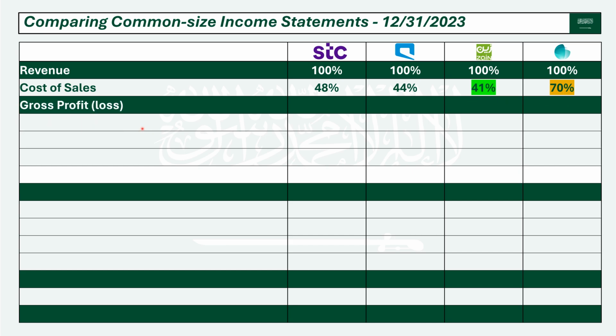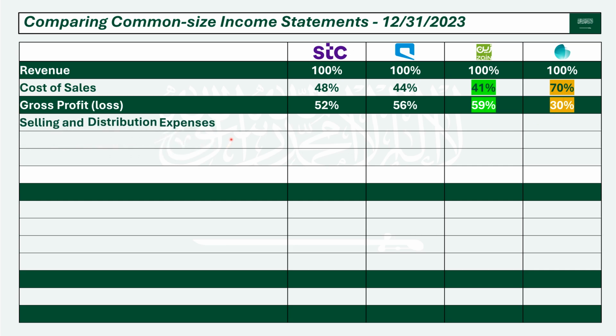Let's move forward to the gross profit. Gross profit is equal to revenue minus cost of sales. So for Zain it will be 100 minus 41, equal to 59%. So 59% of the revenue of Zain is gross profit. In the second position, we have Mobily with 56%. Third position for STC with 52%. And finally Go Telecom with 30% gross profit.